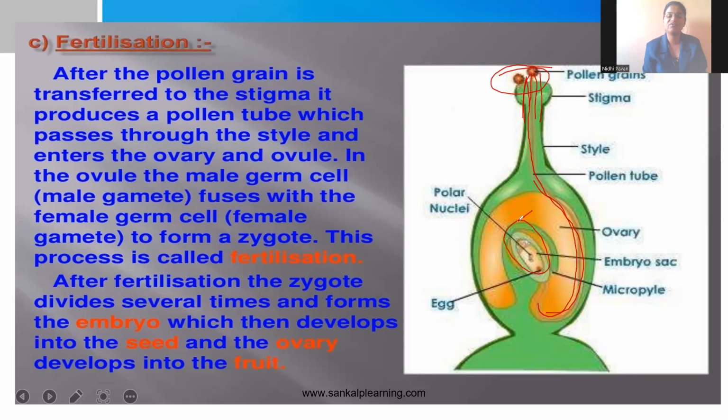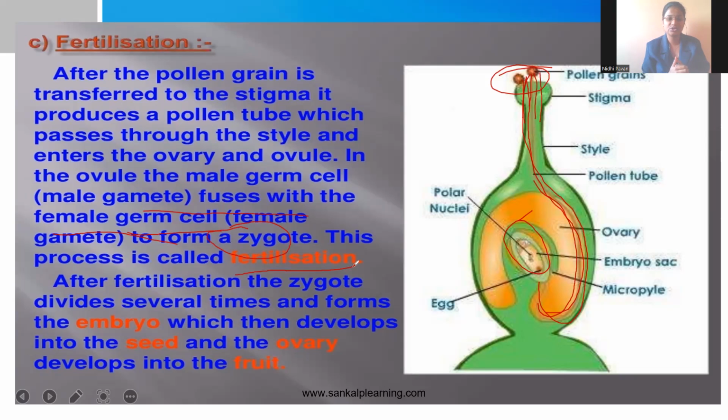The ovary is nothing but the female reproductive part of a plant. So the pollen tube passes through the style and reaches the ovary. In the ovary, there will be a fusion of the male gamete, that is the male germ cell, with the female germ cell. When they fuse, they form a zygote. This process is called fertilization.